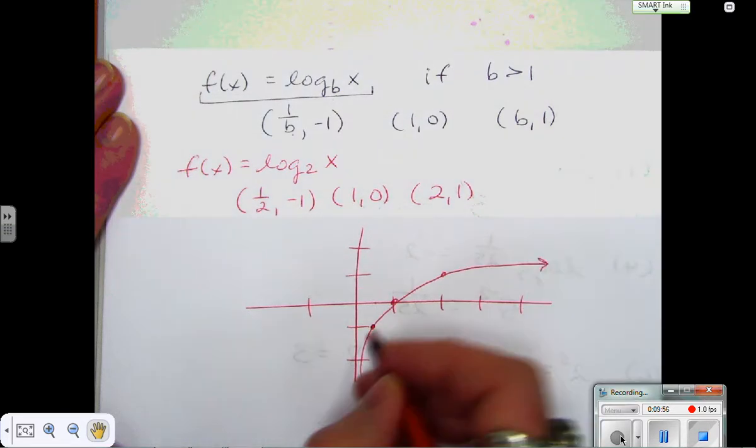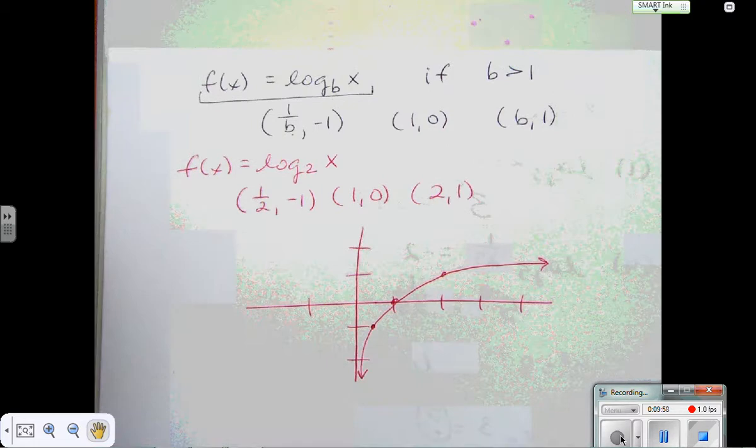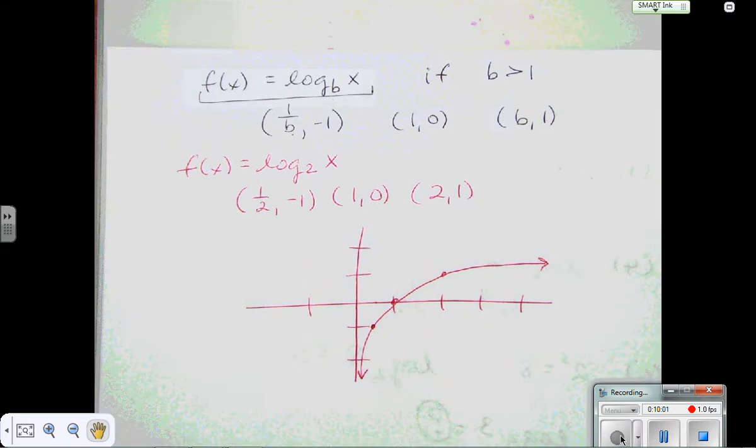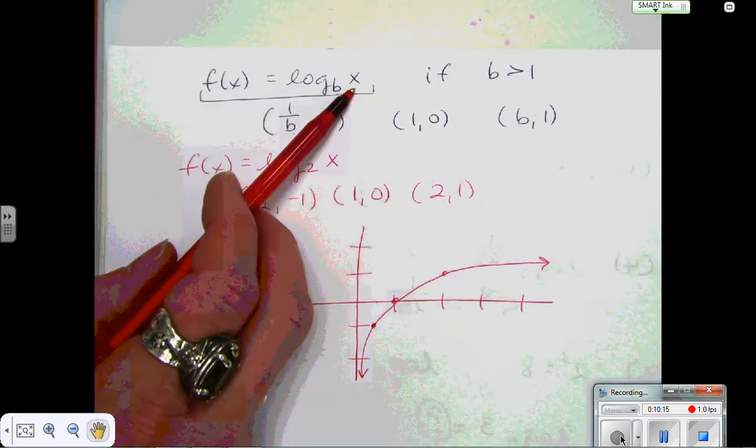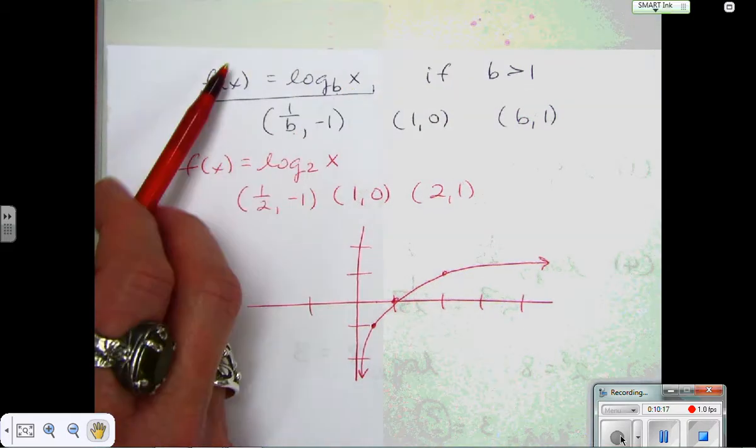Okay, so on these graphs, the x, the domain, is the one that's going to be restricted, and your y is going to be all real numbers. Because your x needs to be a positive value, and then the y can be any number.